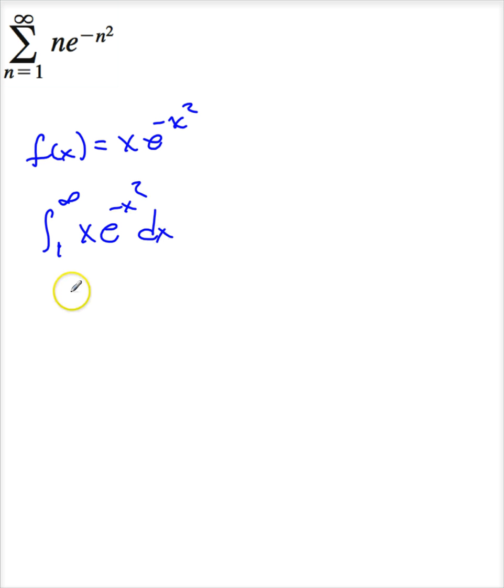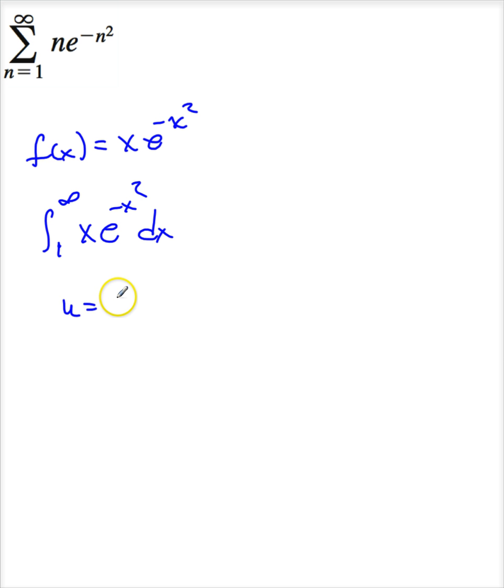Oh, let's get a little bit more interesting. The sum as n goes from 1 to infinity of n e^(-n^2). Well, let's let f(x) equal x e^(-x^2). I can integrate this from 1 to infinity. This is positive. So the integral from 1 to infinity of x e^(-x^2) dx, I'm going to do a u substitution.